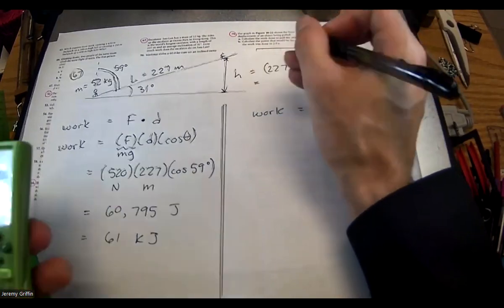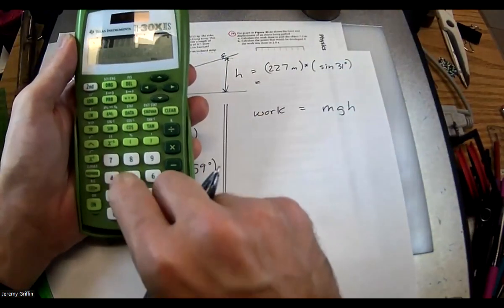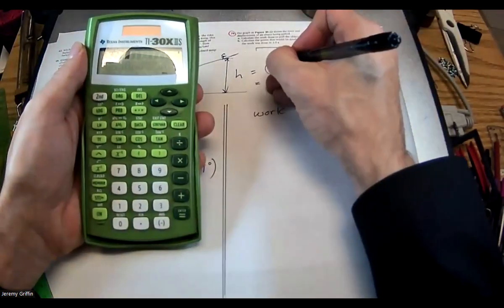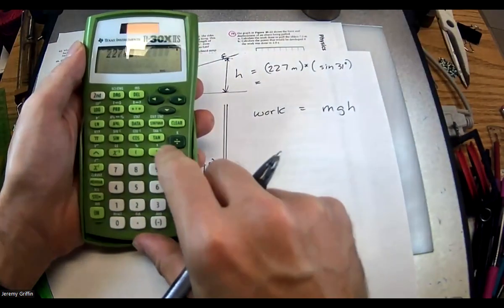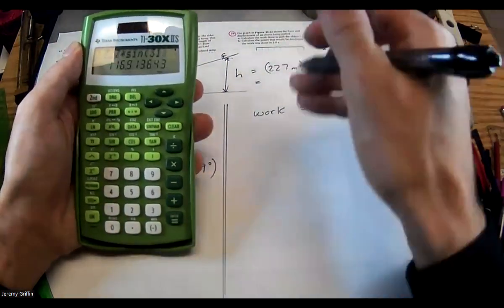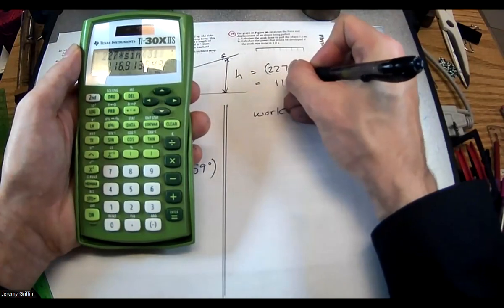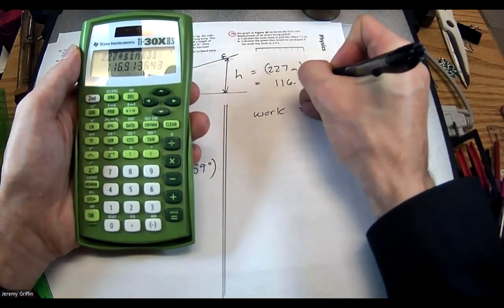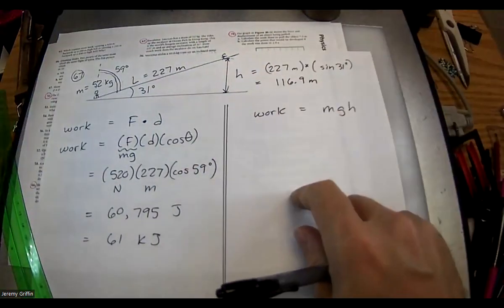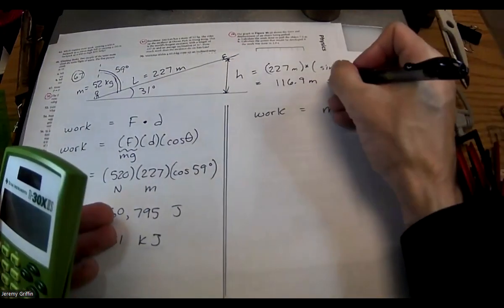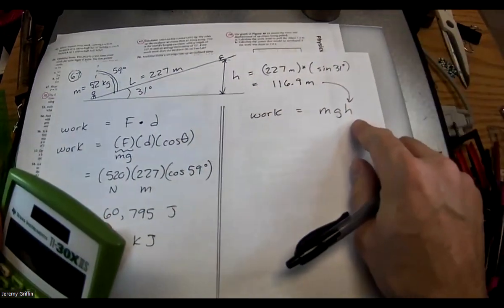Let's see, what is our actual height change for this full escalator ride? 227 meters distance, sine of 31 degrees. We're looking at 116.9 meters, right? So she changes her elevation by that much. So that's the number that's going to feed in right there.